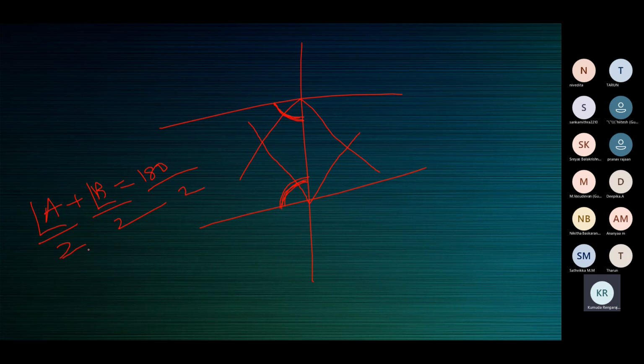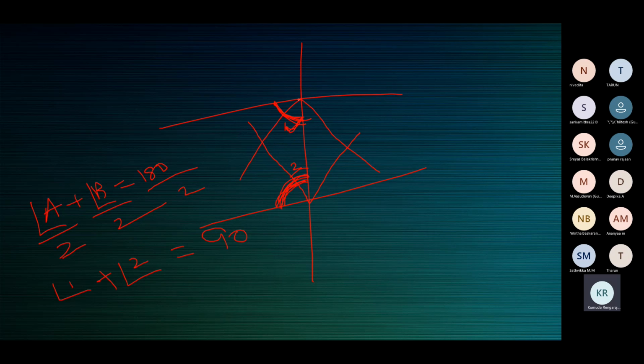So A by 2 is only this angle. Let me call this angle 1. Plus angle B by 2, this full thing is B, so B by 2 means half of that angle. Let me call it angle 2 here. Angle 1 plus angle 2 is equal to 180 by 2, so that's 90. So like this, we can prove that angle 1 plus 2 is equal to 90 degrees.